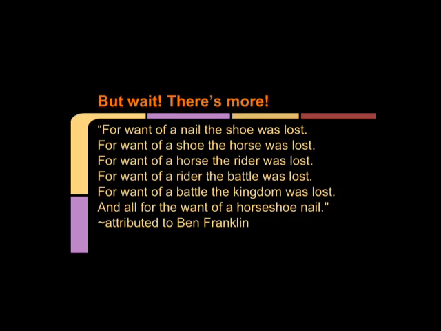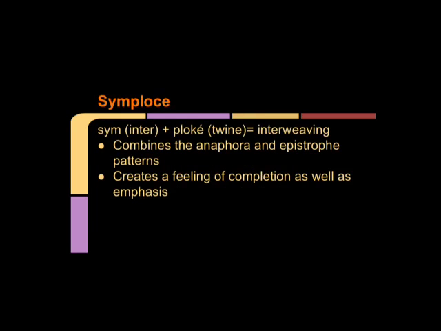Did you see that we have "for want" at the beginning, and then we have "was lost" at the end? Now we have things being repeated at the beginning and at the end, but the middles are all different. The name of this technique is symploce. Sym means together and ploke means twine, so you're interweaving. You're combining anaphora and epistrophe patterns, and it can create this feeling of completion as well as emphasis.